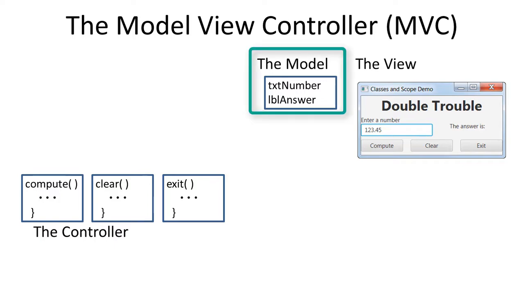The model represents the data and nothing else. It is not dependent on the controller or the view. In this example, the model is the value input by the user and the answer displayed back to the user.